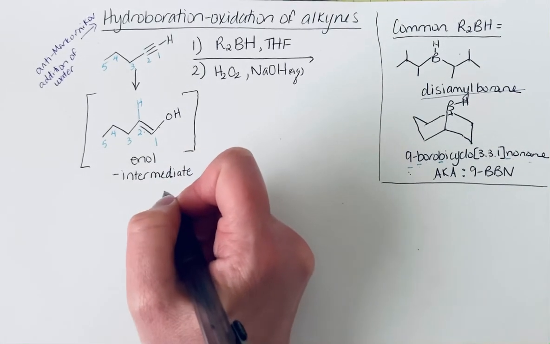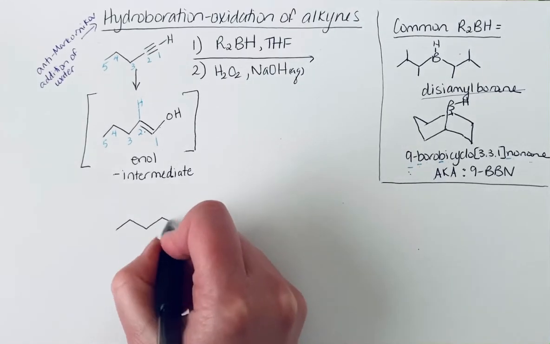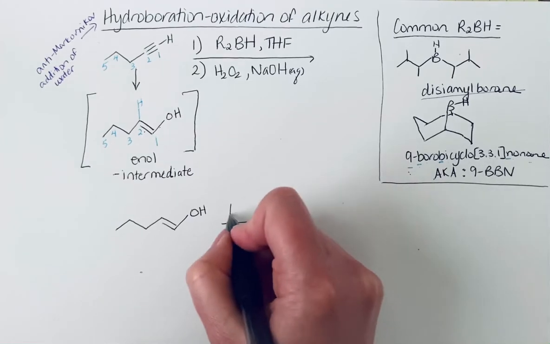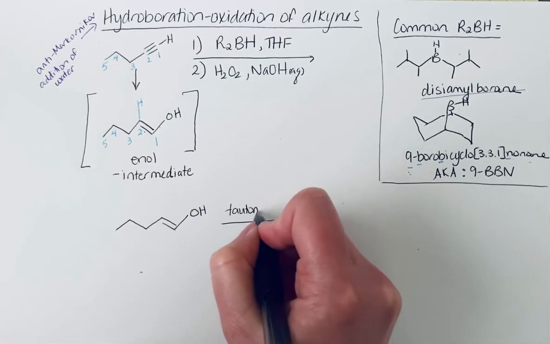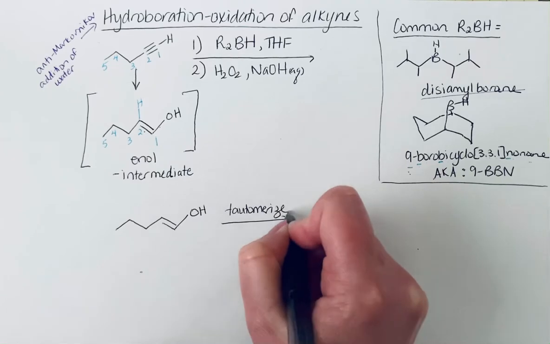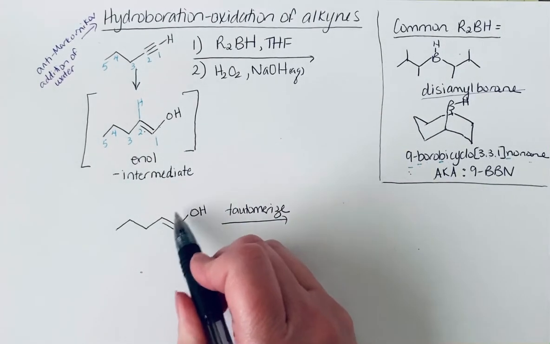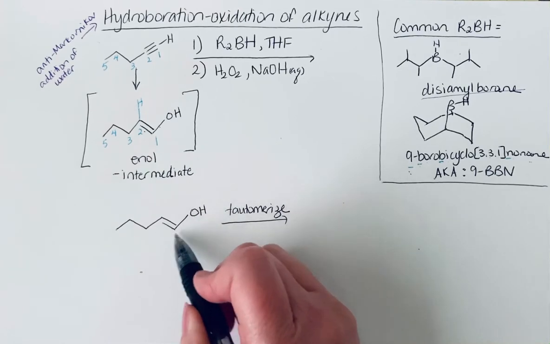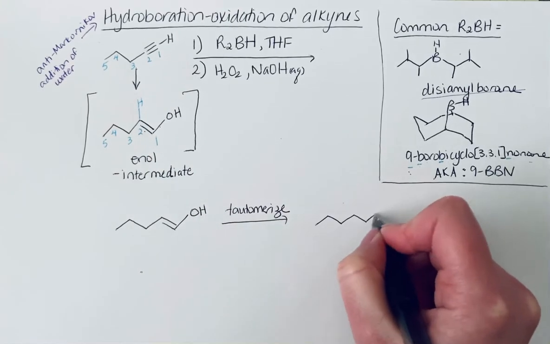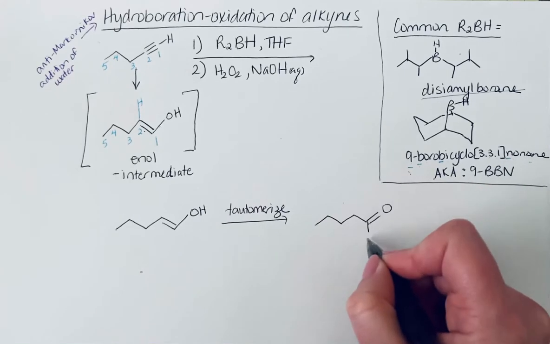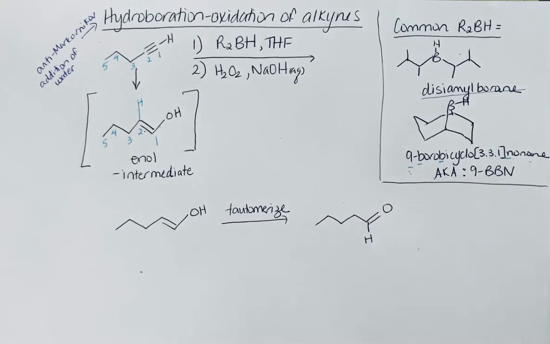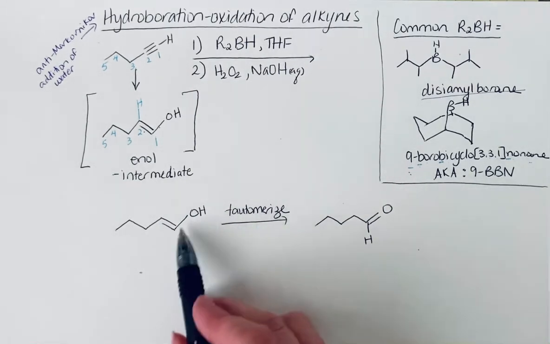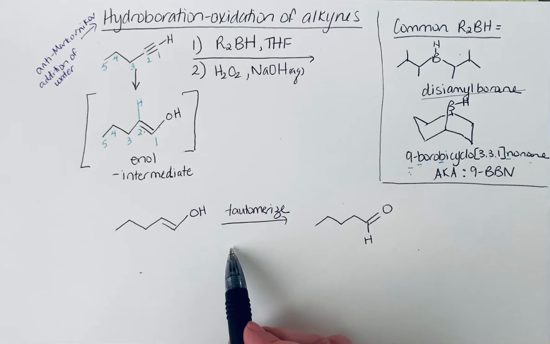Enols are not stable. So what will happen to this enol is it will immediately tautomerize to move the alkene, or the double bond, to be in between the carbon and the oxygen, which, since this is at the end of the chain, means that the overall product will be an aldehyde. So let's look at the mechanism of this tautomerization. And this is taking place after the oxidation step.